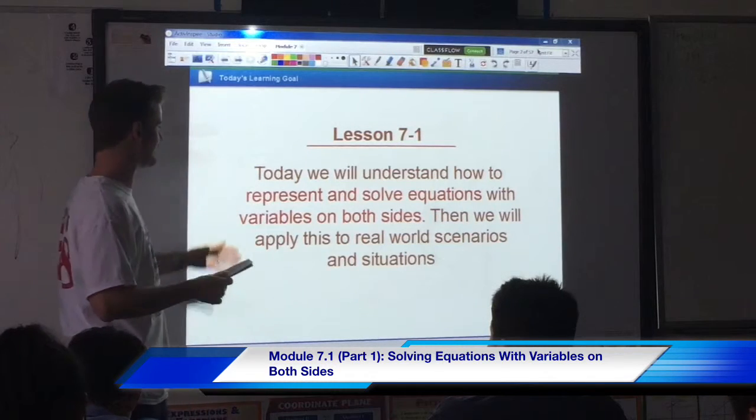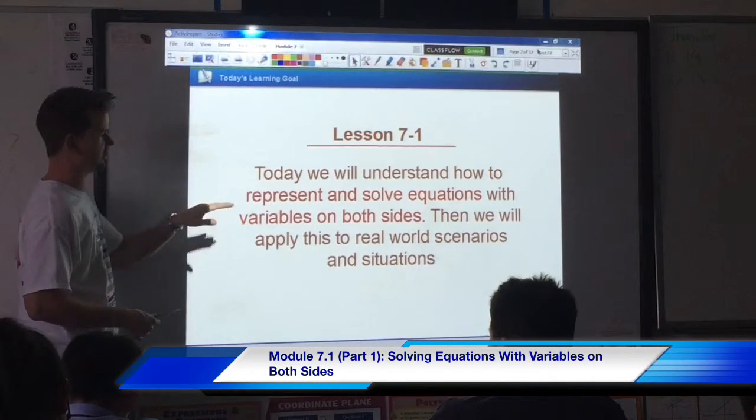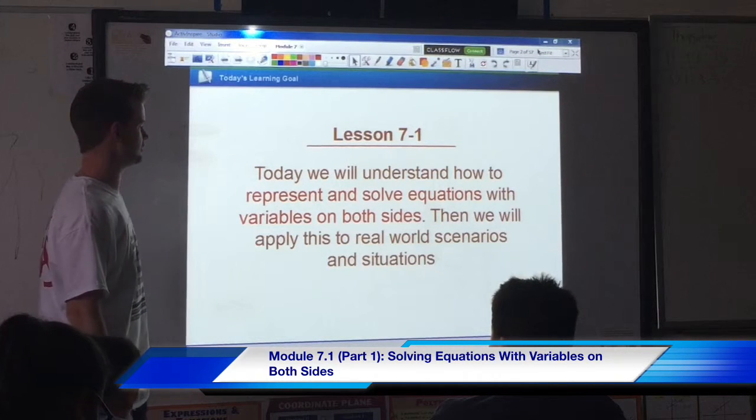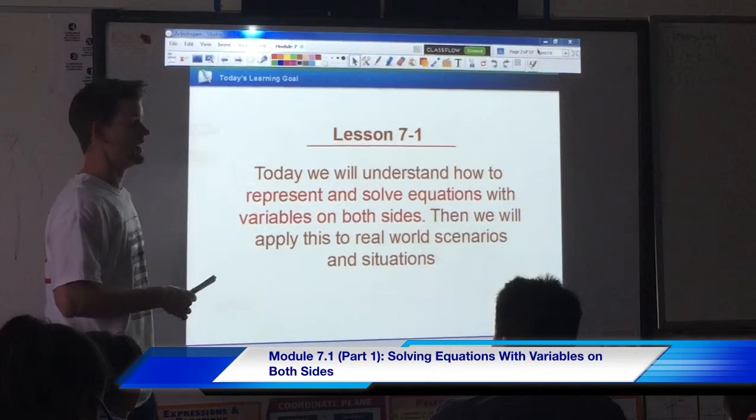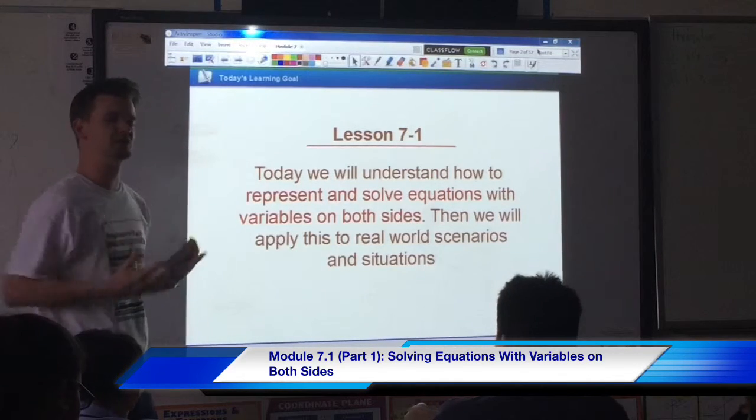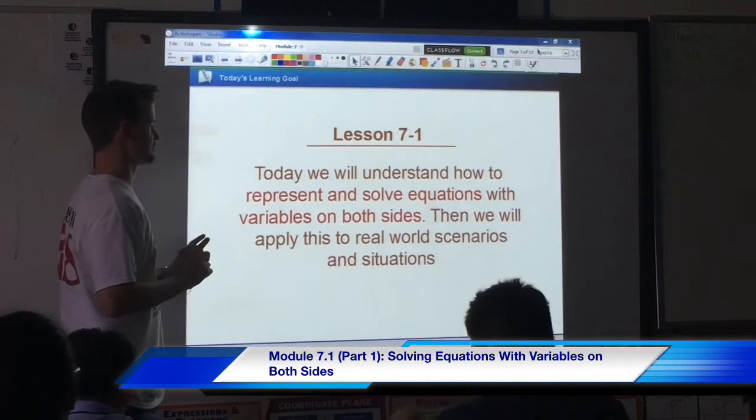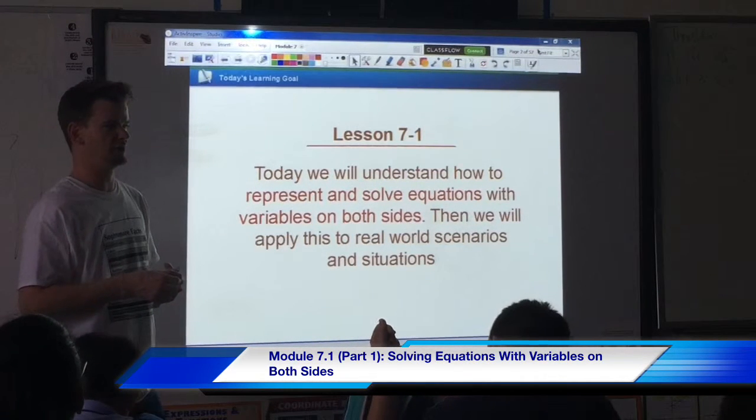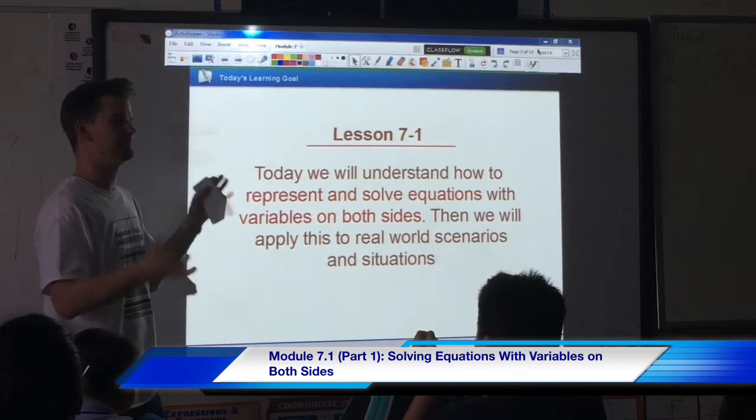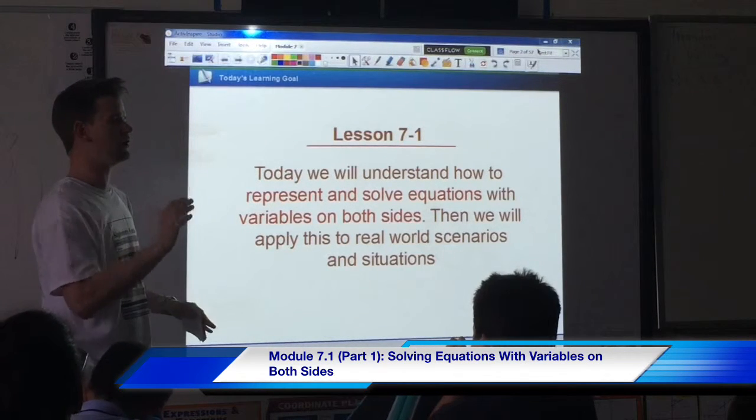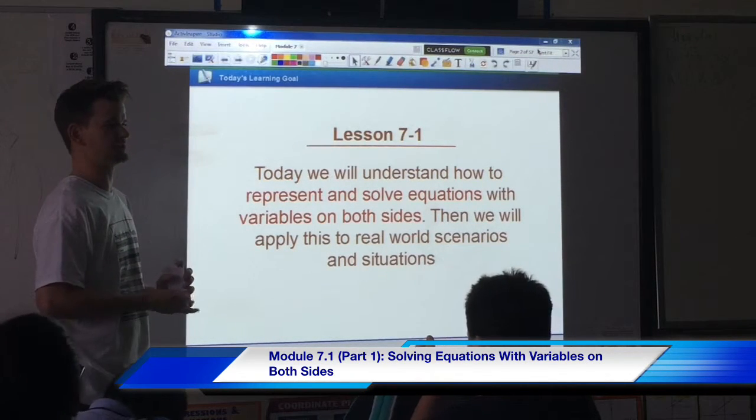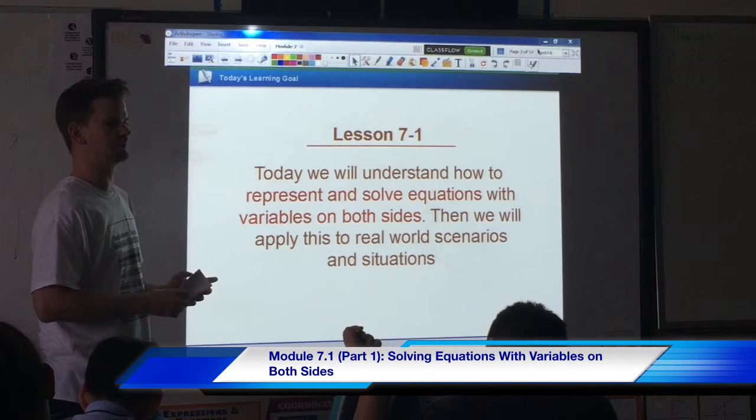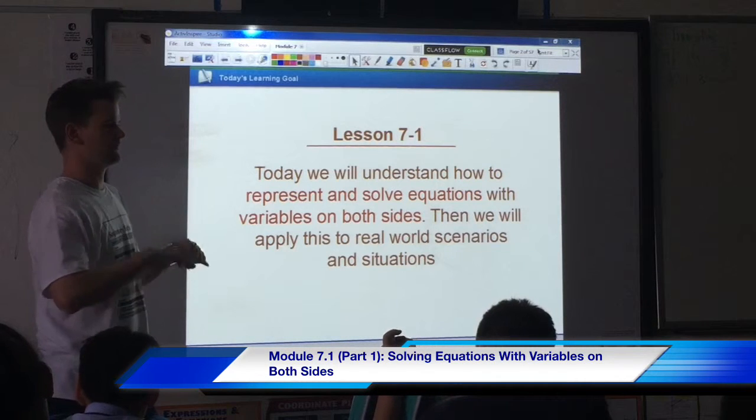Today you are going to be learning how to understand, represent, and solve equations with variables on both sides, and then we're going to apply this to real world scenarios and situations. Now, I know that in the 8th grade level, it asks you to start out instantly by solving equations with variables on both sides. I like to backtrack to make sure that all the gaps are filled in with your knowledge of equations, especially the vocab, and what terms and unlike terms are, and what coefficients and constants and operators are, before we move into any of that.